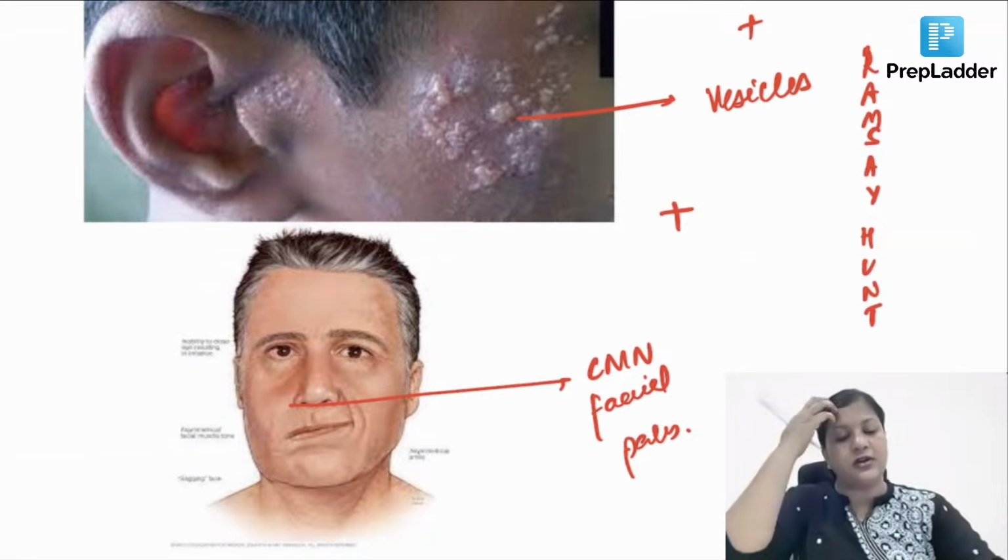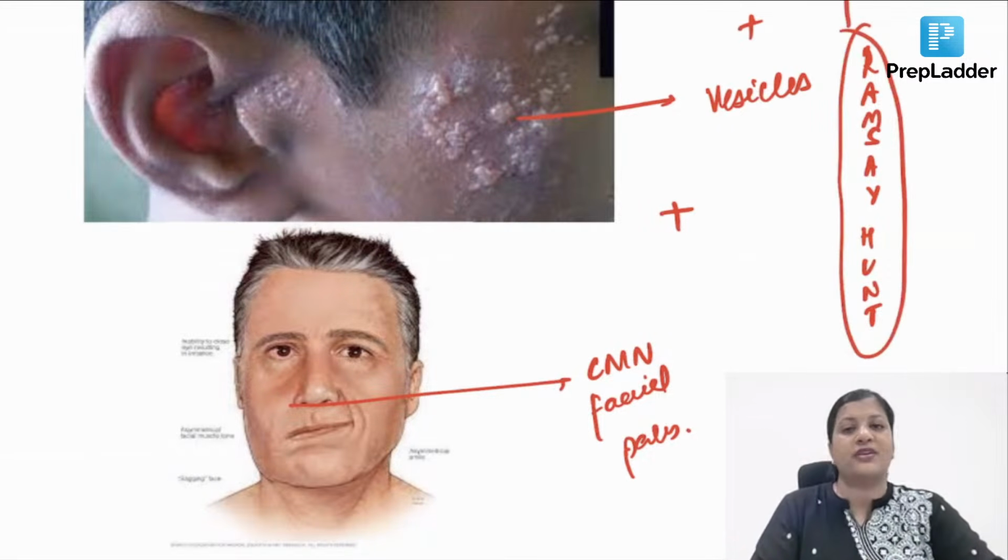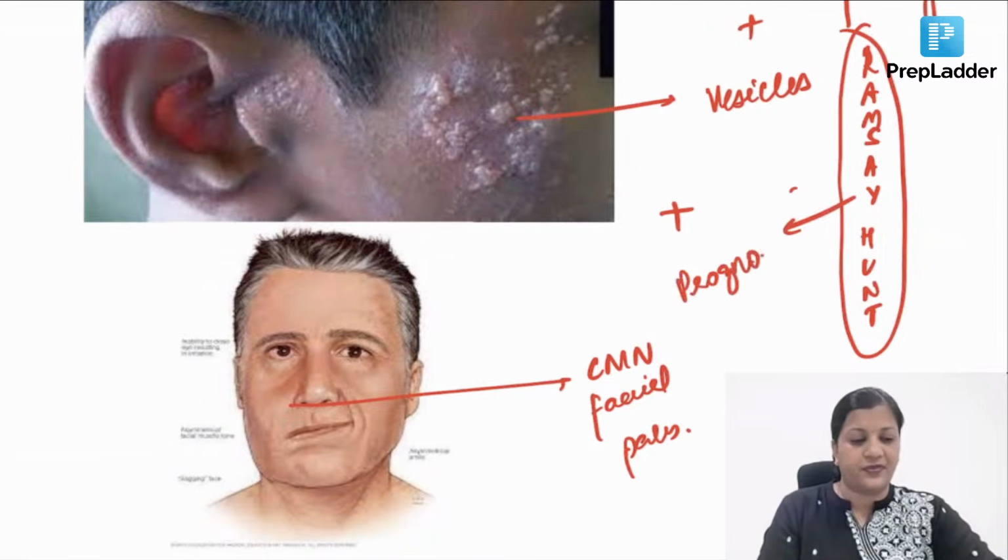For Ramsay-Hunt syndrome or herpes zoster oticus, how is the prognosis? I want you to just remember this. Rest of it, you'll remember all of the things. I just want you to answer, how is the prognosis? Is the prognosis good or bad? That's my question to all of you.